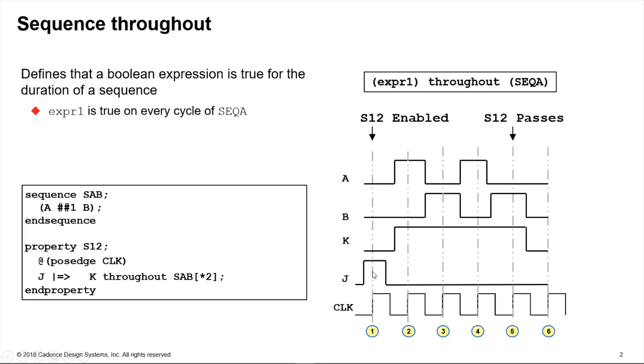So here we've got J occurring. From the next cycle, we require that the sequence AB, AB is observed and K has to be true throughout that. So let's see some examples in a waveform showing some pass scenarios and fail scenarios.